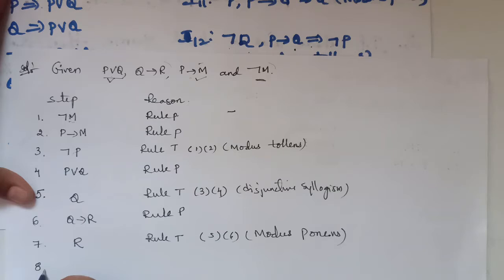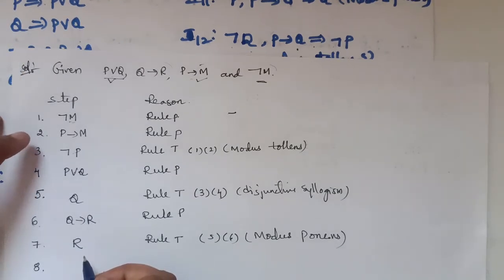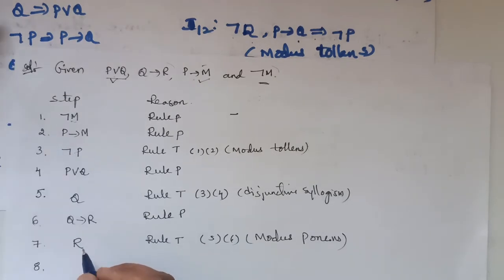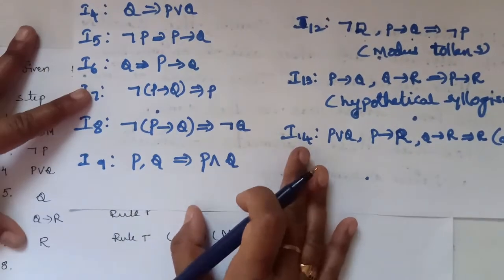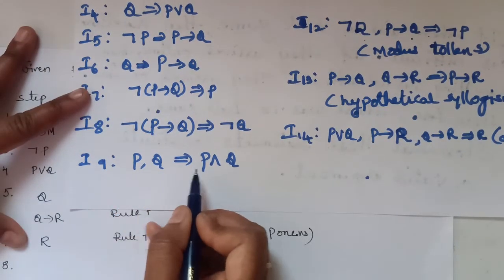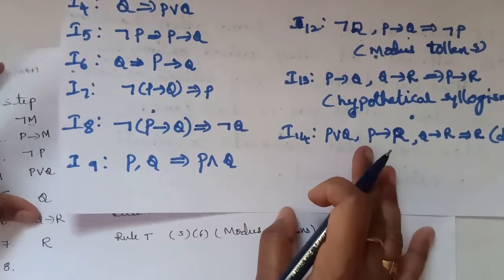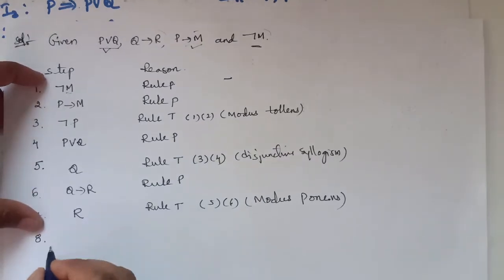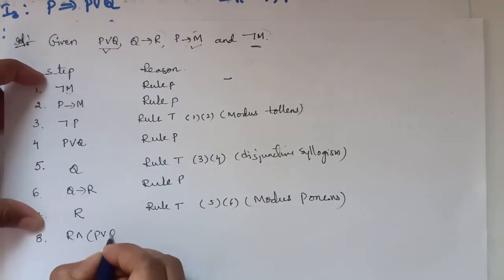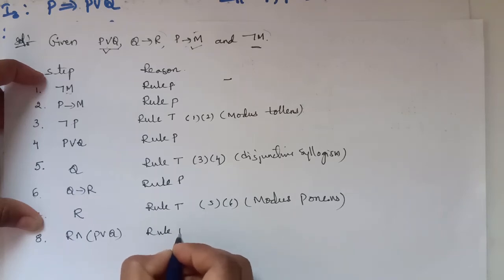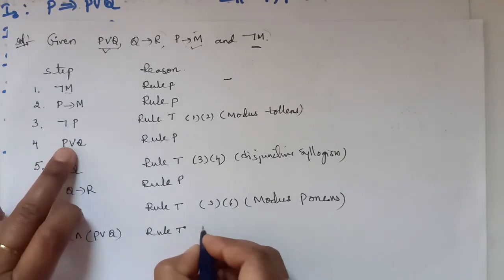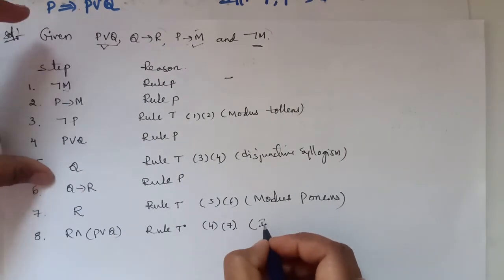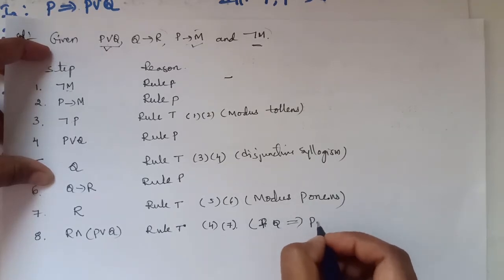Now from R, comma, P or Q, using implication, here we have an implication P, comma, Q implies P and Q. So using implication I9, R and P or Q can be written as R and P or Q. This is rule T using 4, 7.